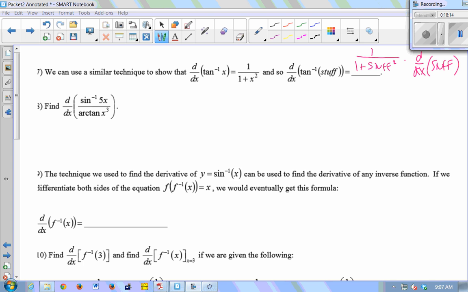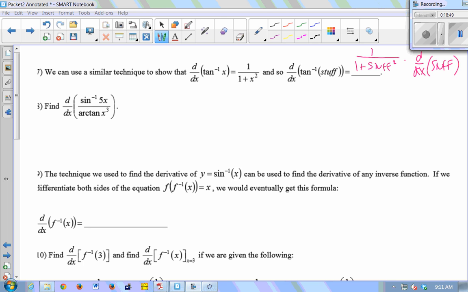All right, let's take a time out from proving things to use the formulas we've proven. Okay, I want to find the derivative of the arcsine of 5x over the arctan of x cubed. And if you're not familiar, arctan and arcsine are just synonyms for inverse tan and inverse sine. Okay, so why don't you try this one on your own or in your groups. All right, so let's discuss together.